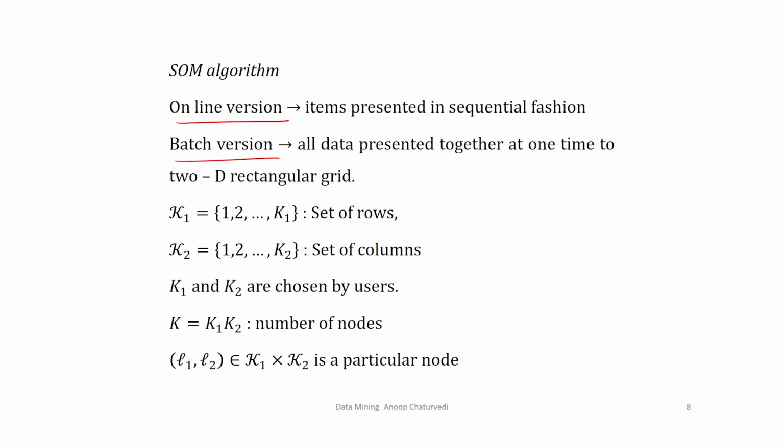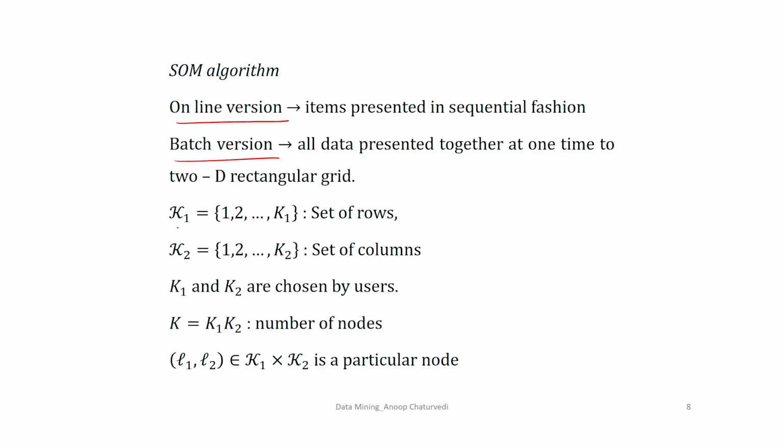In online version of SOM, we present the items of the learning set or observations of the learning set in sequential fashion. We present the items one by one, and then we update the weights. In batch version, we present all the data together at a time. We have a two-dimensional grid and then we present all the data at a time.